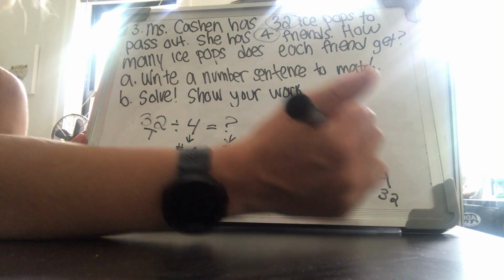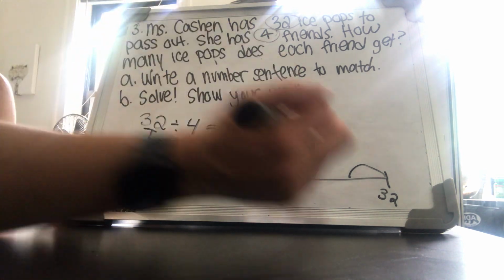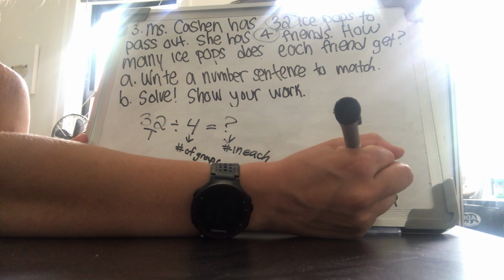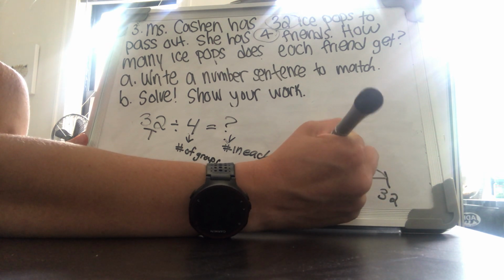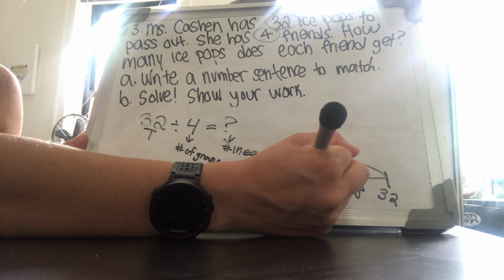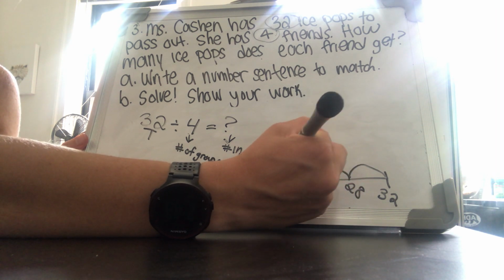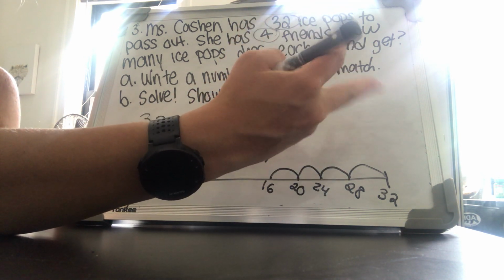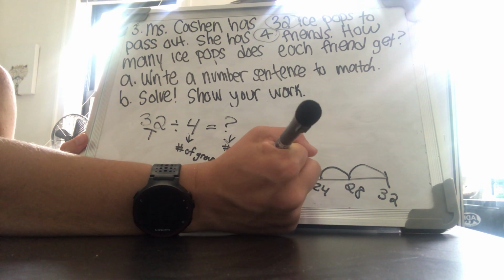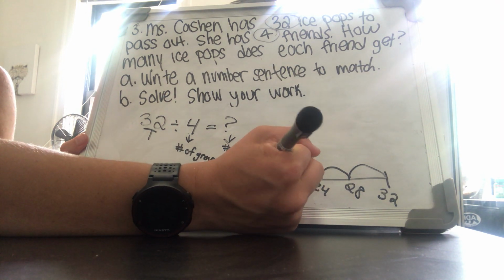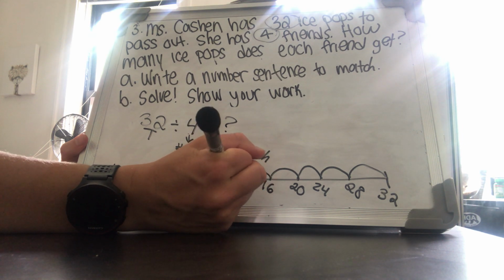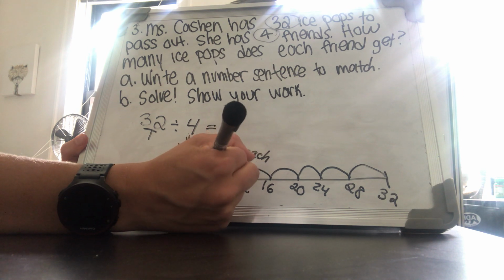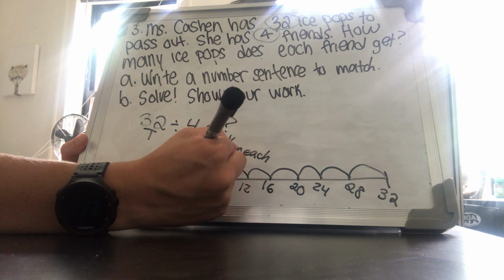32 minus 4, 32, 31, 30, 29, 28. 28 minus 4 is 24 because 8 minus 4 is 4. 24 minus 4 is 20 because 4 minus 4 is 0. 20 minus 4 is 16. 19, 18, 17, 16. 16 minus 4 is 12, which makes sense because 6 minus 4 is 2. 12 minus 4 is 8. 11, 10, 9, 8. 8 minus 4 is 4. 4 minus 4 is 0.